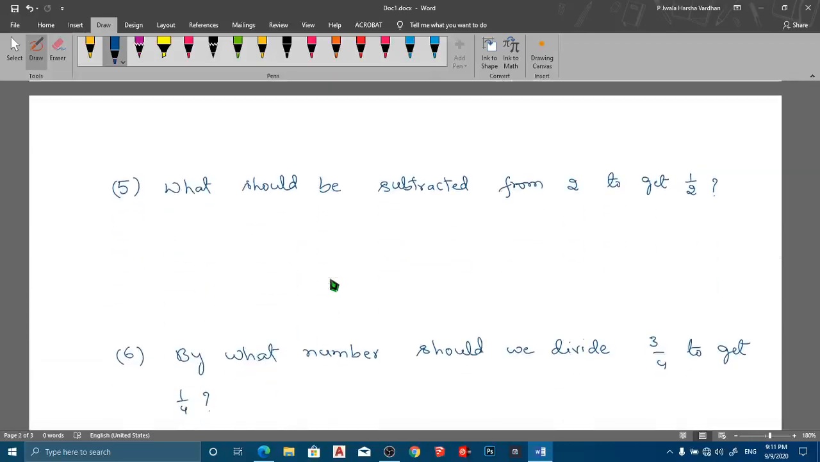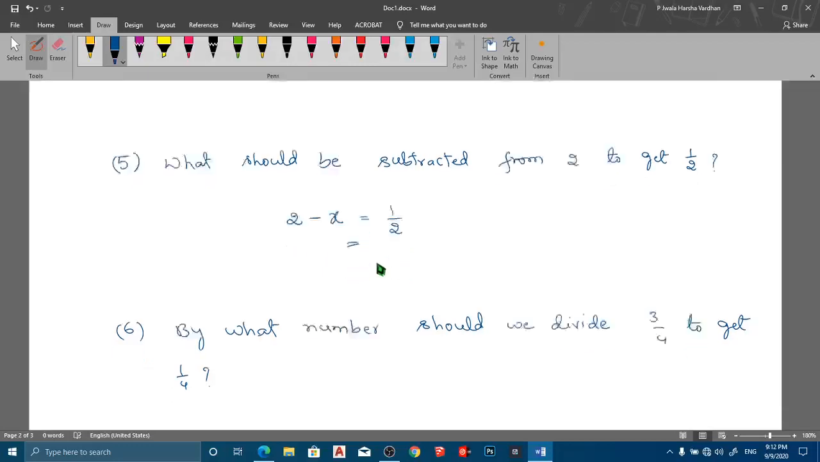Now take one more example. What should be subtracted from 2 to get 1 by 2? From 2 means you have to take 2 as the first number, so don't be confused. Whatever number you have to subtract, take that unknown number as x, to get 1 by 2. I am writing it in the form of an equation. Now you can find the x value by using the appropriate methods. This is also finding an unknown value.